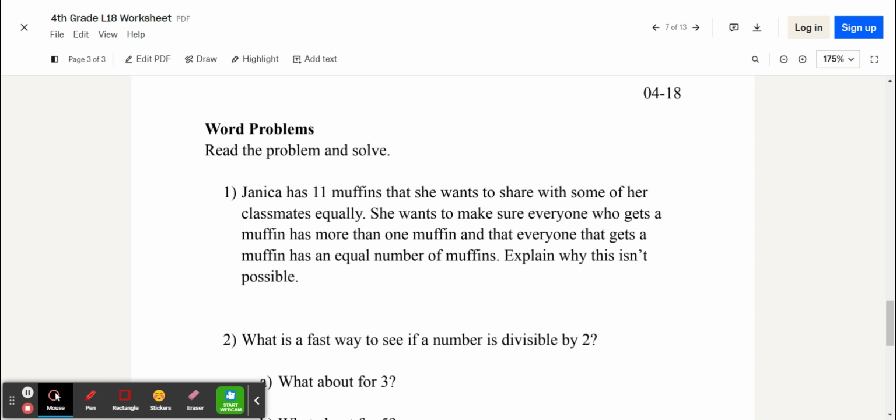Janica has 11 muffins, and she wants to share with some of her classmates equally. She wants to make sure everyone who gets a muffin has more than one muffin, and that everyone that gets a muffin has an equal number of muffins. And explain why this is impossible.